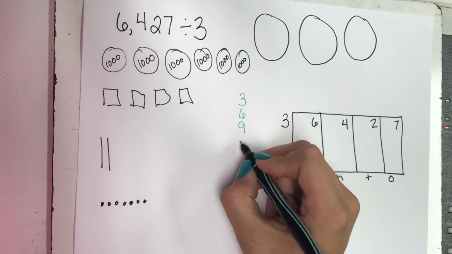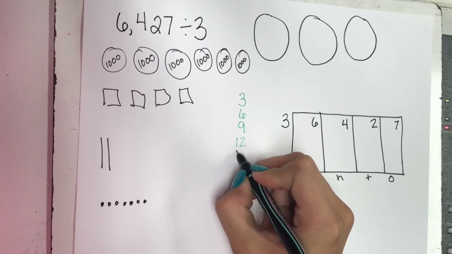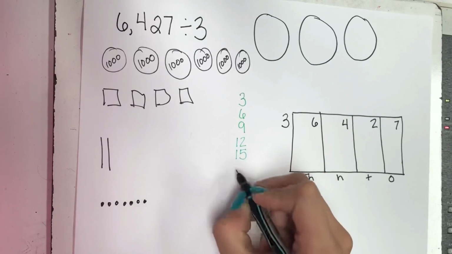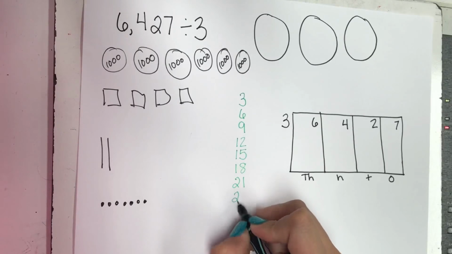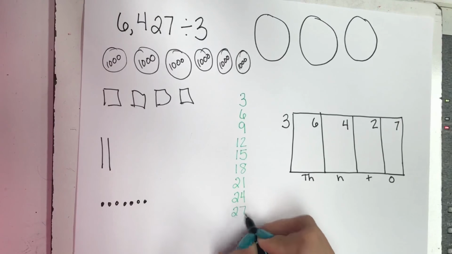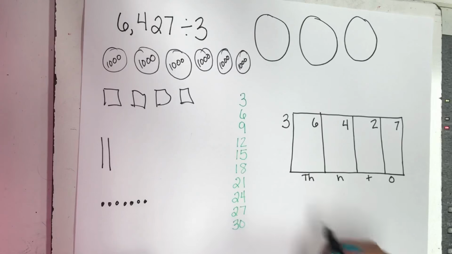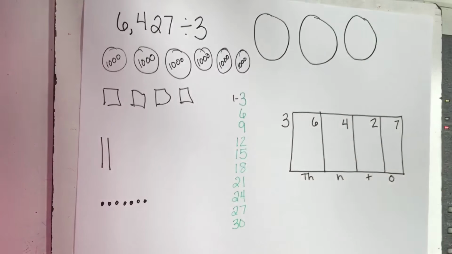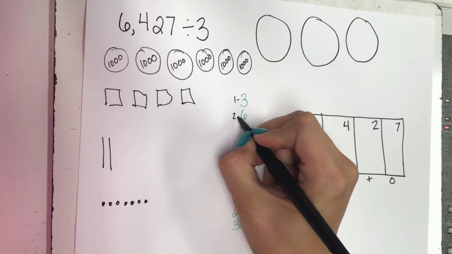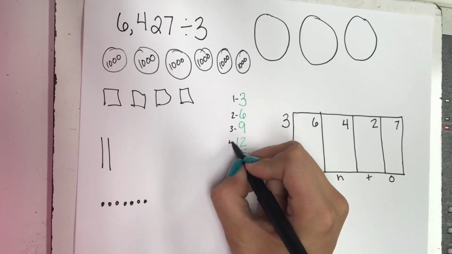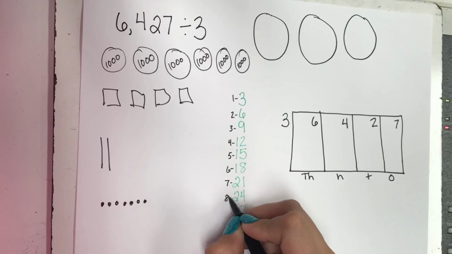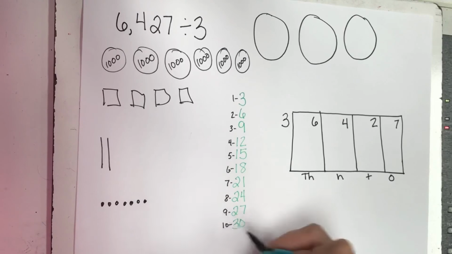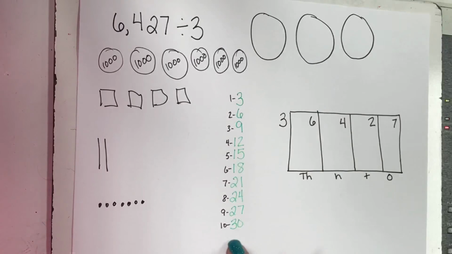What if I give 4 to each one? 12, 15, 18, 21, 24, 27, 30, right? Now, this would be if I gave 1 to each group. This would be if I gave 2 to each group, 3 to each group, 4 to each group, 5 to each group, 6 to each group, 7 to each group, 8 to each group, 9 to each group, 10 to each group. Do these numbers look familiar?